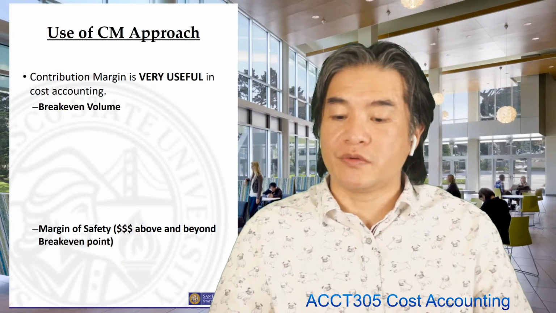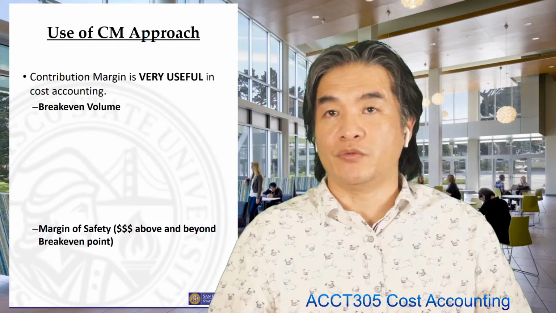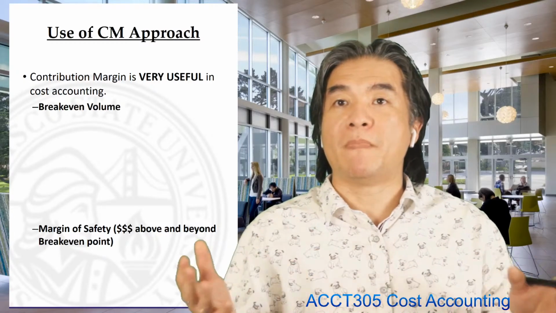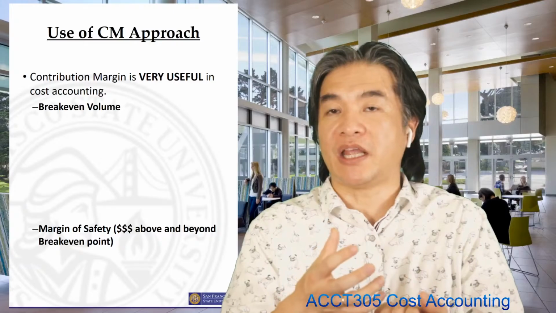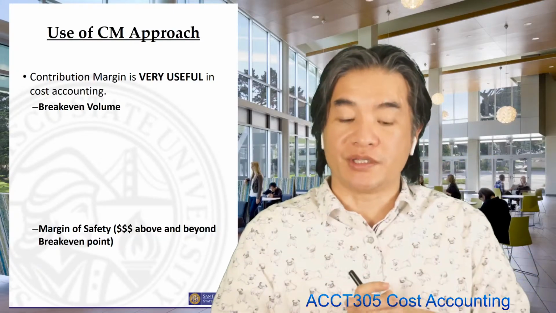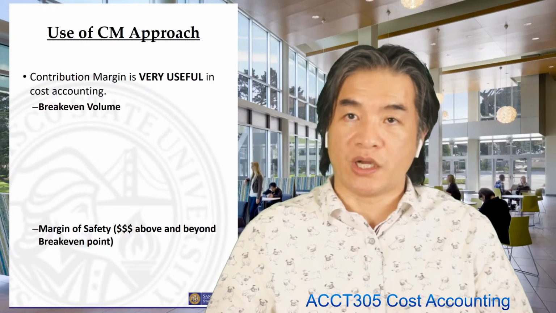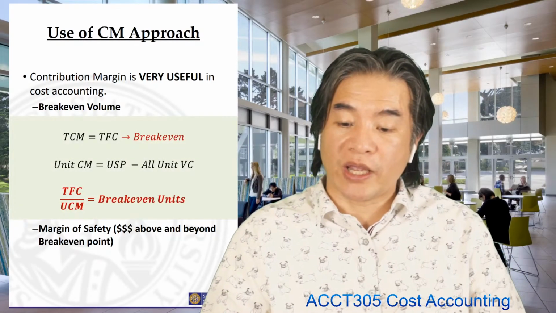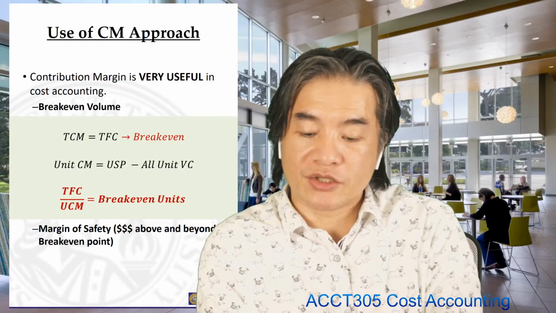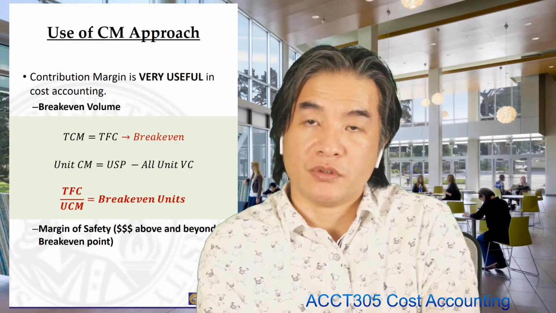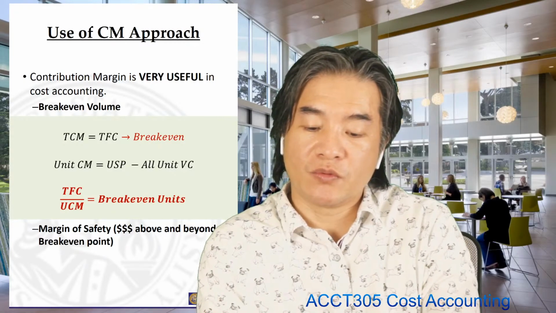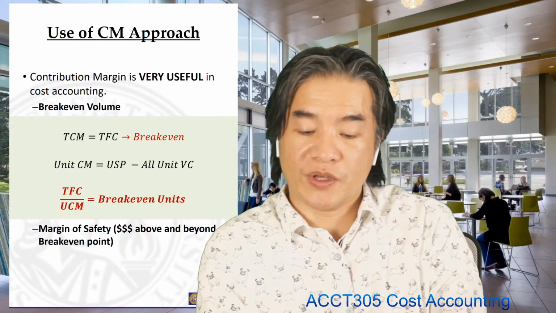So if we want to analyze the break-even volume, that means how many bicycles or how many cups of lemonade we have to sell in order to reach that break-even point, you can use this contribution margin approach as well. It's very easy to do it that way. We already know that when total contribution margin equals total fixed costs, we have break-even.